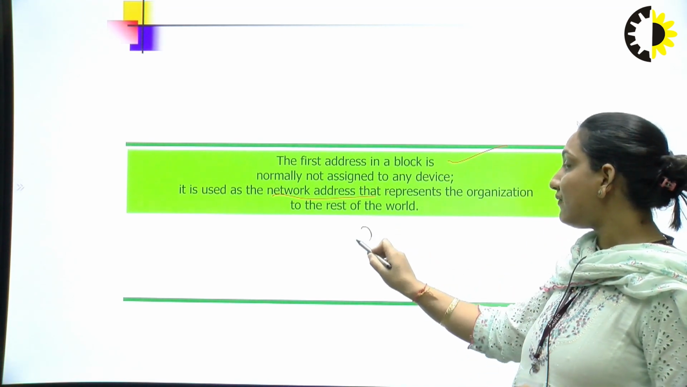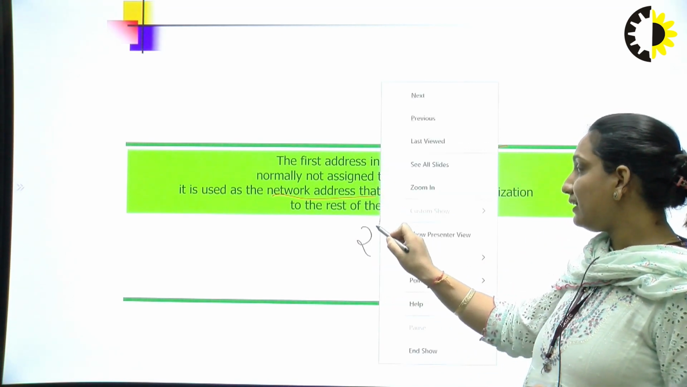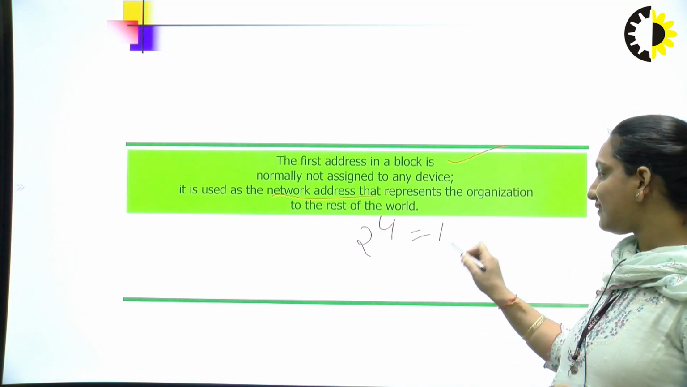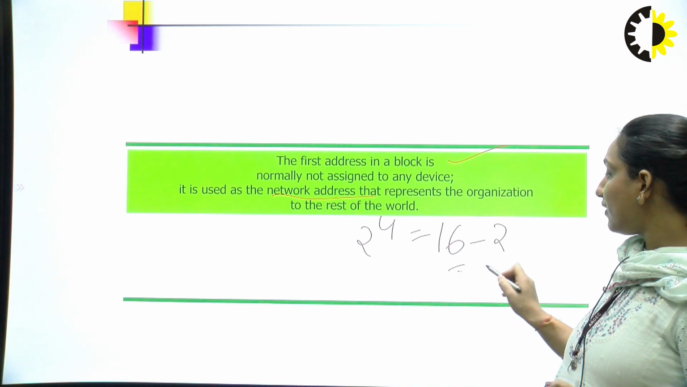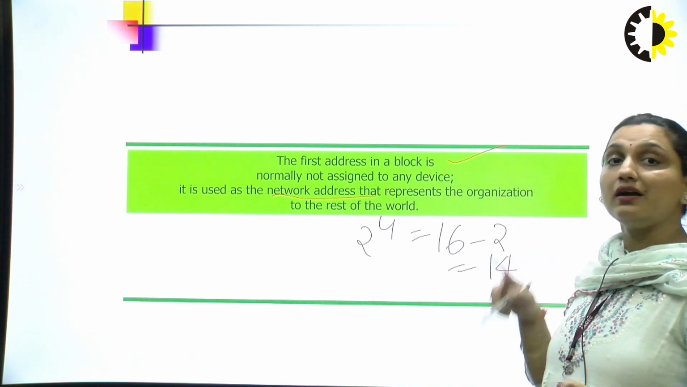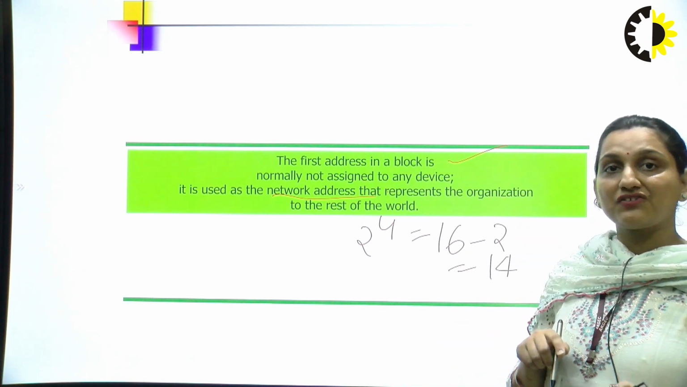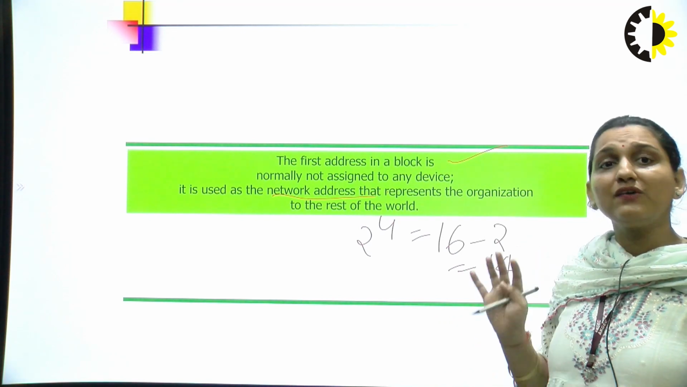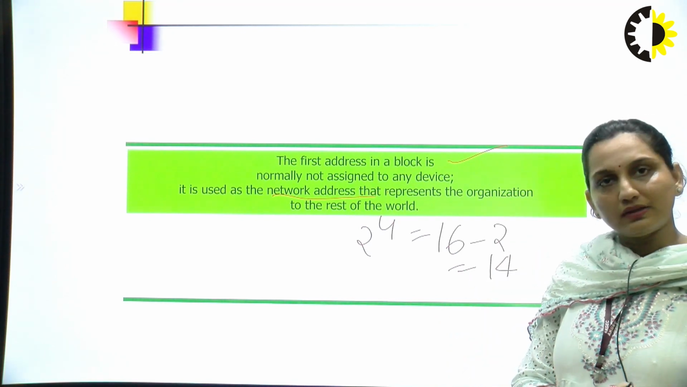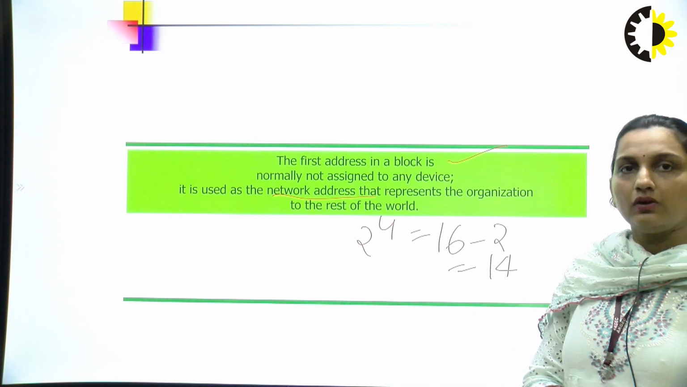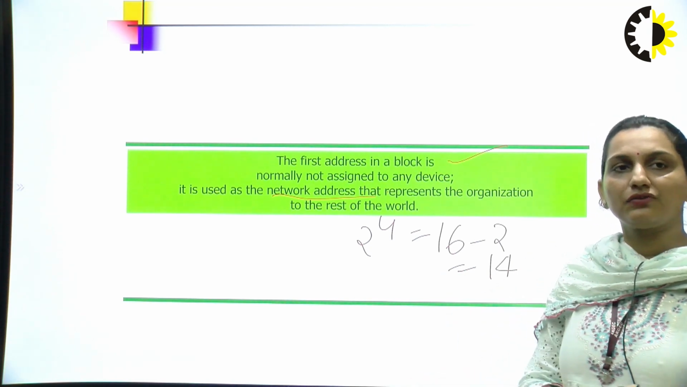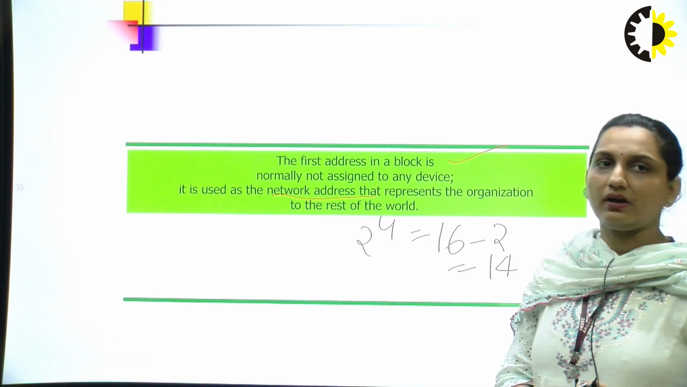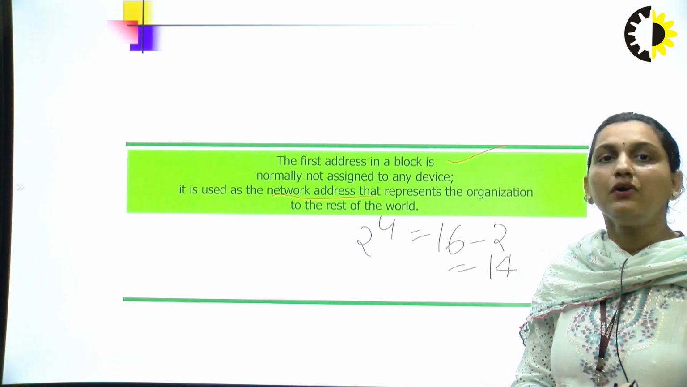So if we are having 2 raised to power 4, in the last question we had 2 raised to power 16, minus 2, because the first address is the network address and the last address is the broadcast address. We can assign IPs to only 14 computers. The last address, the broadcast, we cut from it, and the first address, the network address, we keep, and the rest we use as hosts.